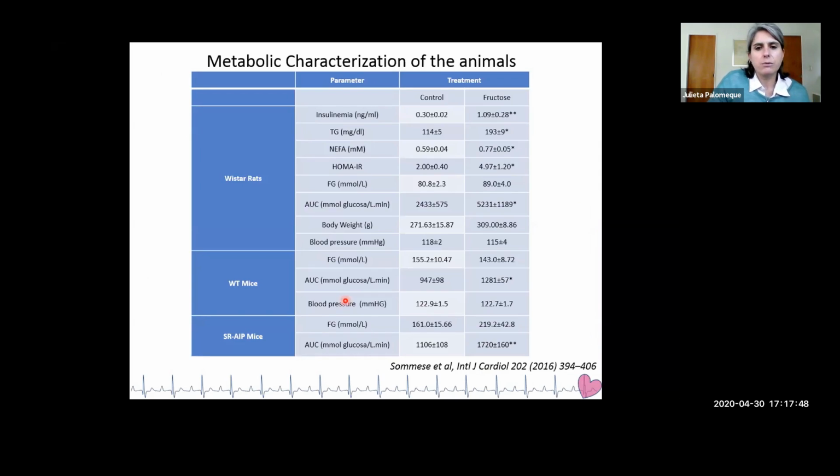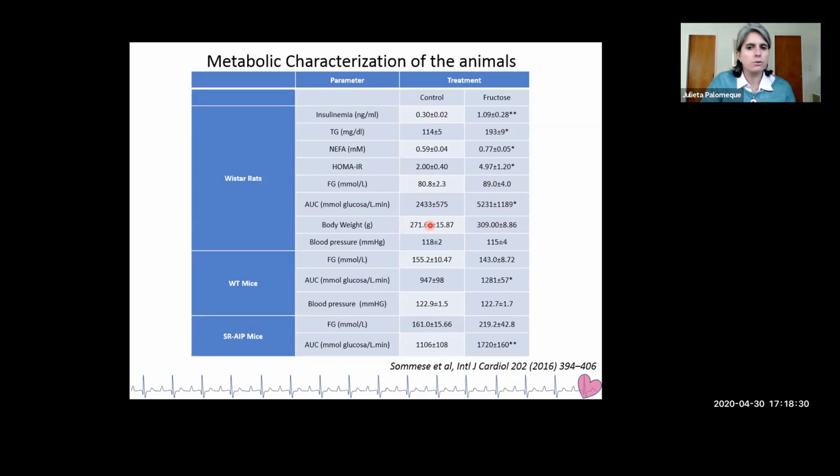The first thing that I want to tell you is the metabolic characterization of the animals. In the rats, we can measure a lot of parameters, and we detect hyperinsulinemia in the treated group, high triglyceridemia. They have higher non-esterified fatty acids, a higher HOMA rate. The fasting glucose was not different between the control and the treated group. The area under the curve after an intraperitoneal glucose tolerance test was higher in the treated group.